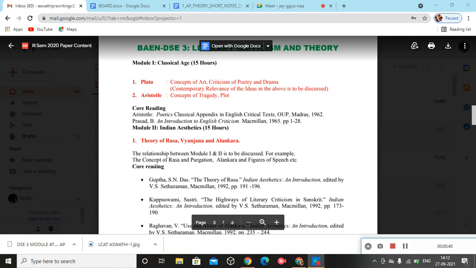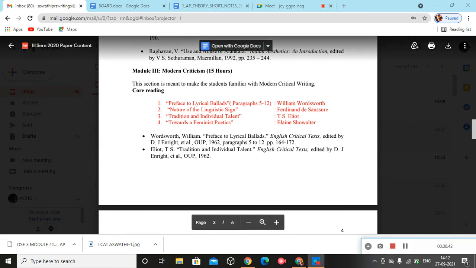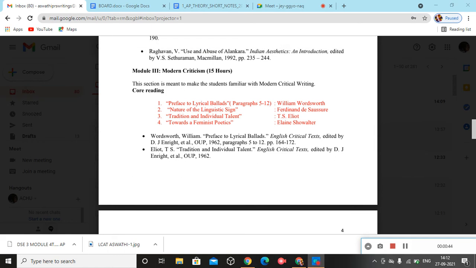After the first and second module, you can see the third module with the four essays. Some of the essays or the figures are familiar to you. William Wordsworth, as a poet, you know him. Ferdinand de Saussure is maybe a new name for you. He's known as a theorist, but not as a writer of creative poems. So he may be a new figure for you. But T.S. Eliot, definitely you know him as a dramatist, as a poet.